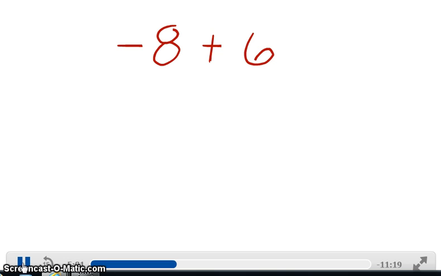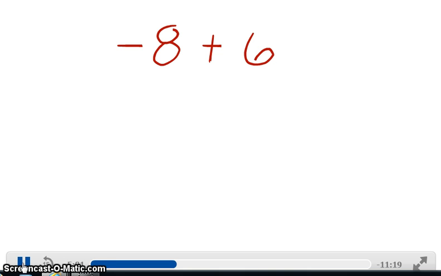Let's try another one of those. If we look at negative 10 plus 6, we notice that the signs are different, 6 being positive, 10 being negative. Because the signs are different, we know we're going to subtract. And again, the rule states subtract smaller absolute value from larger absolute value.